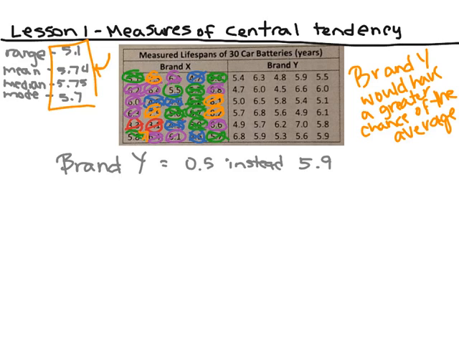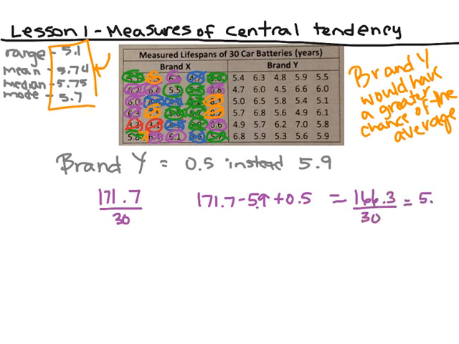So for our mean, we knew that it was 171.7 divided by 30, but now we're going to have 5.9 less and 0.5 more. So our new total added together should be 166.3. Divided by 30 is equal to 5.5. So with that defective battery, our mean drops quite a bit. So now it's 5.5 years.